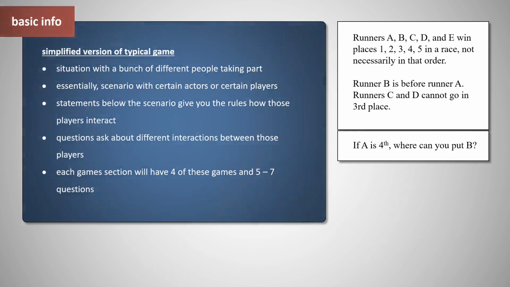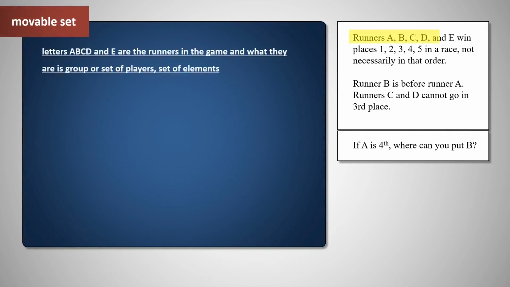Okay. Now, looking at it in a little more detail, there's something called the movable set. See what I've got highlighted here: the runners A, B, C, and D. The letters are the runners in the game, and you can think of them as a group, a set of players or elements. An element is one of the fundamental building blocks of a game. This is what I mean by actors and players, more abstractly. You're combining a bunch of things in different ways, or looking at the interactions between a bunch of things. I call those things the elements.